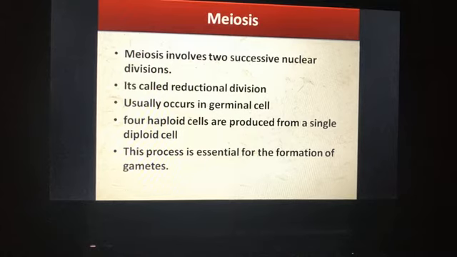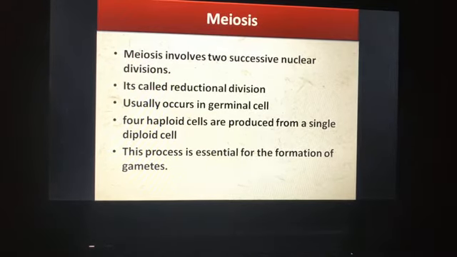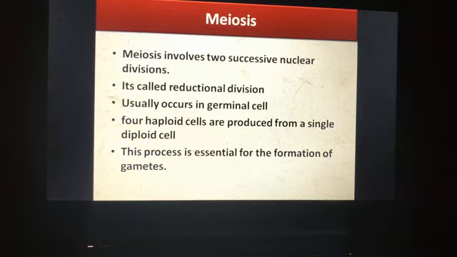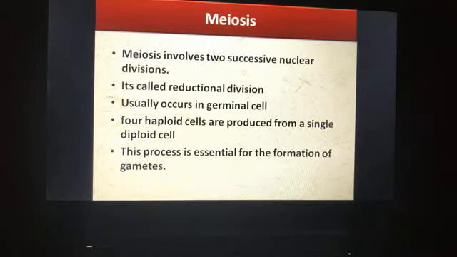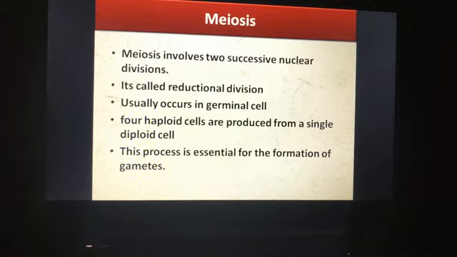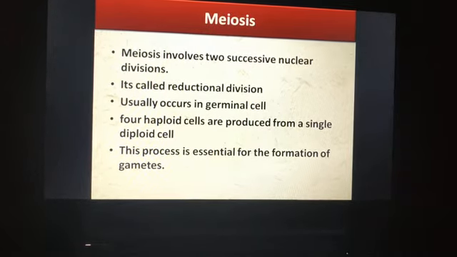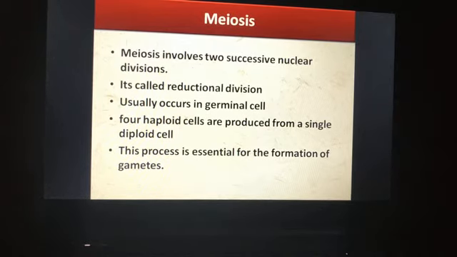Meiosis usually occurs in germinal cells, that is, where reproductive events take place. Meiosis will occur there to form haploid gametes, and gametes are always haploid. So this process, meiosis, is essential for the formation of gametes. And when I say gametes, we have two types, male gametes and female gametes, and both of them will be haploid.